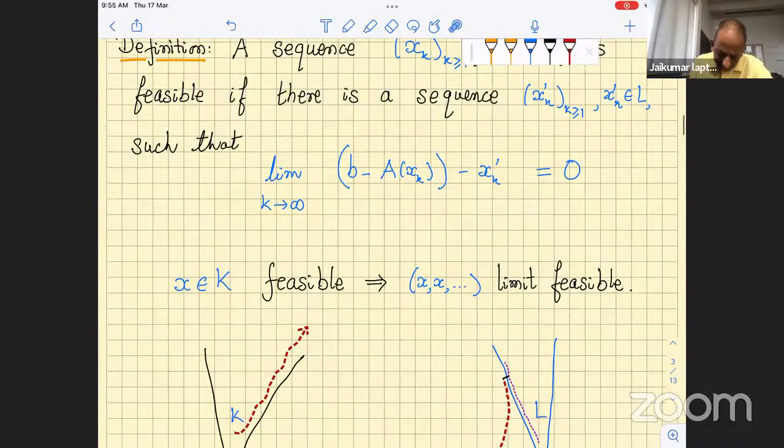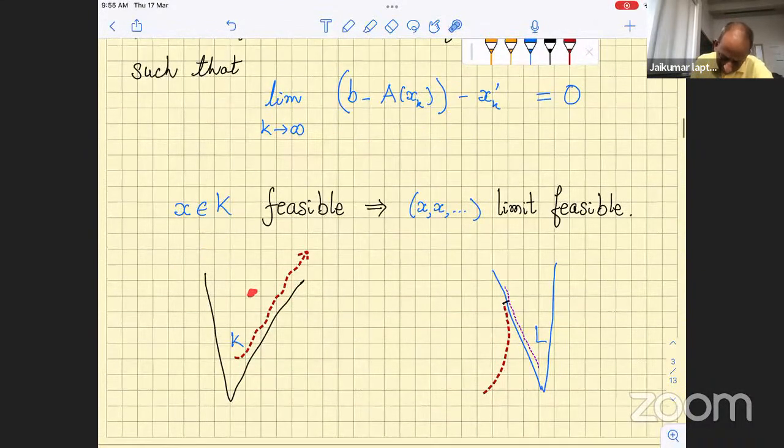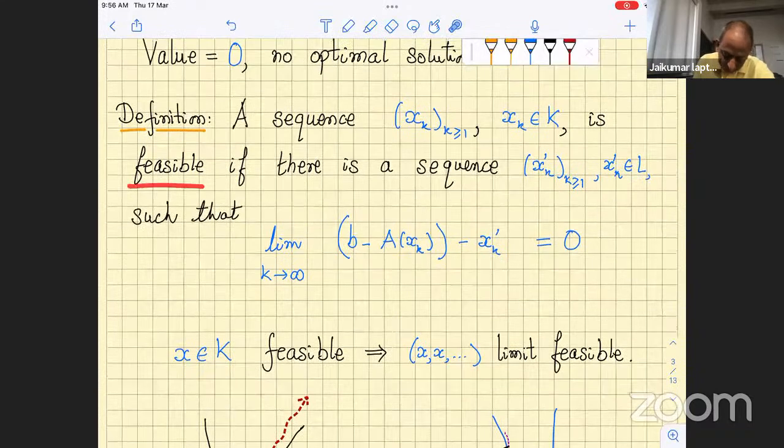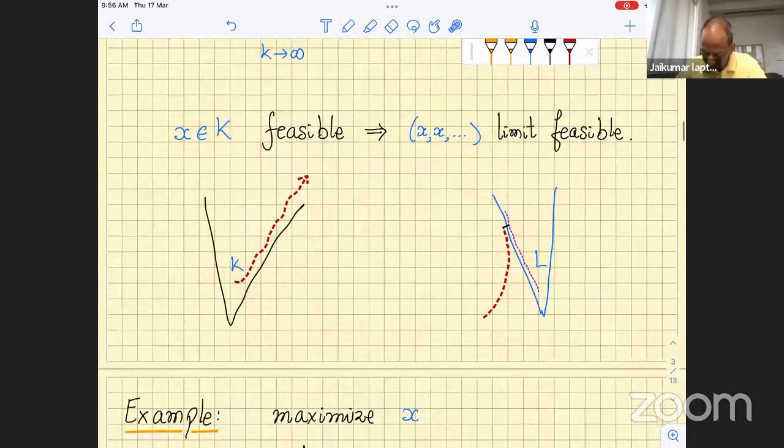So in particular, if you already have a point here whose image lies inside L, then there is no problem. You could just repeat it. For these tracking points, you could just take its image here again and again, and that would become a limit feasible point. So I should probably say it is limit feasible. It's feasible in the limit. So this is the notion of a feasible sequence. A sequence is said to be limit feasible if this happens. Are there any questions?